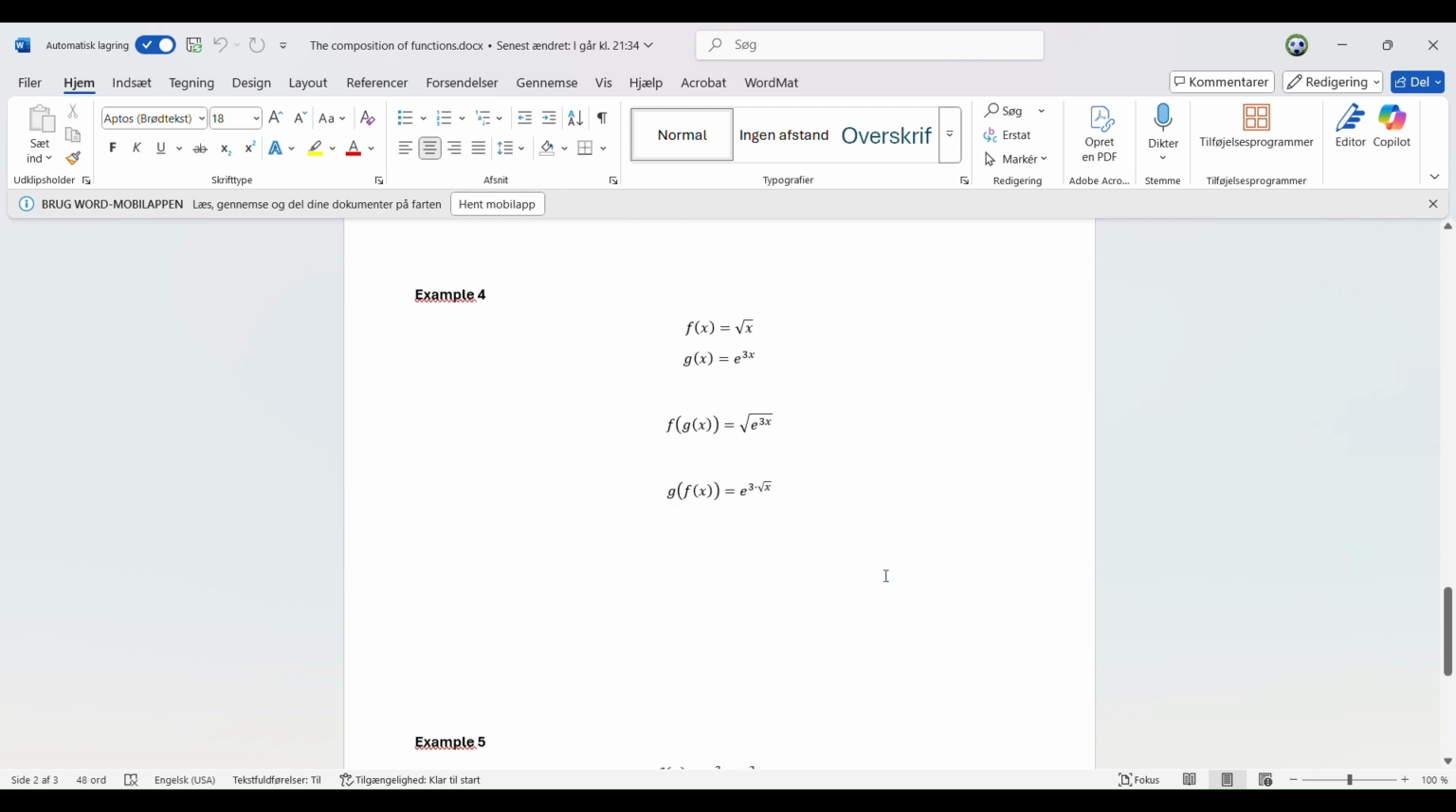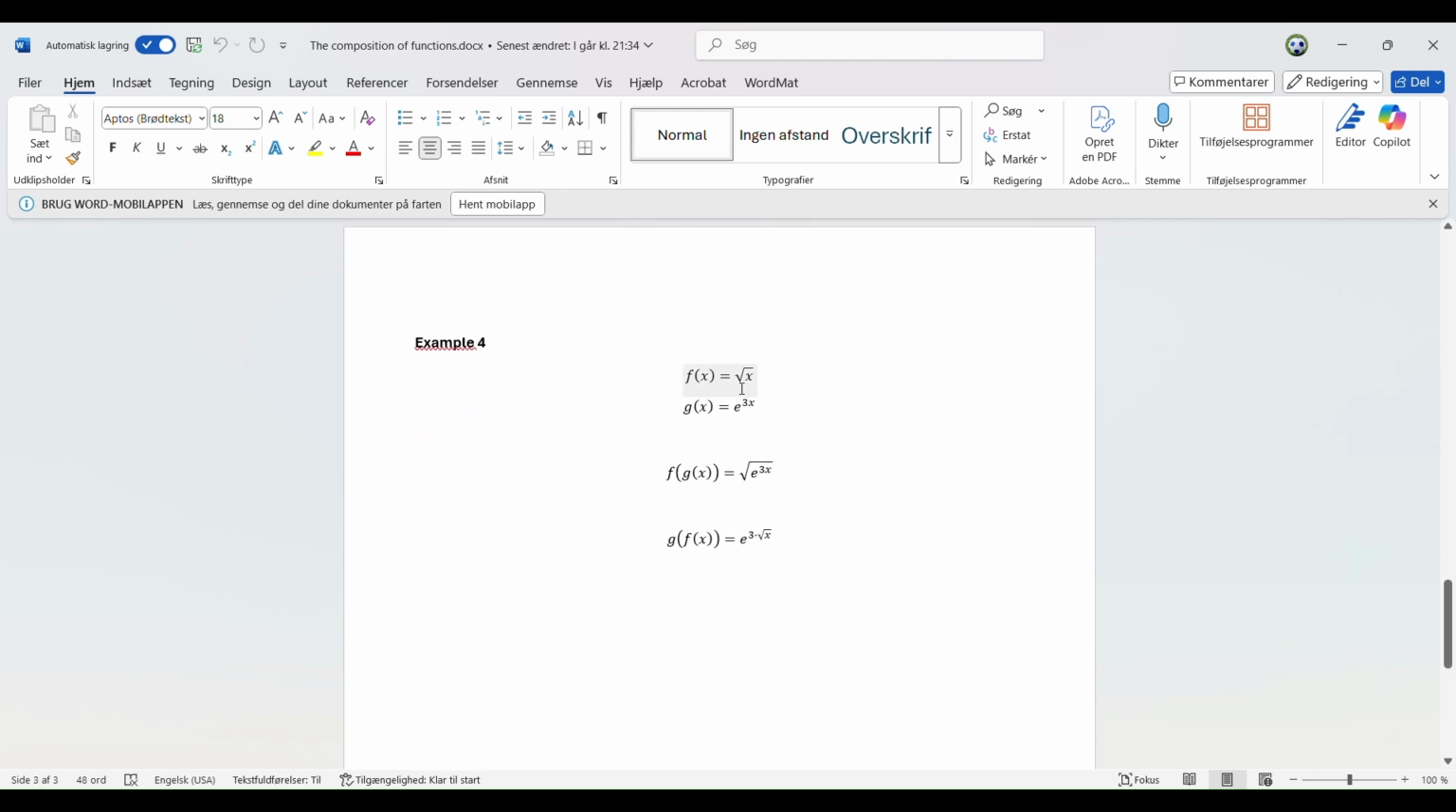Let's have another one. This time we've got the functions the square root of x and e raised to the power of 3x. And in the first composition, g of x is the inner function once again. So we take e raised to the power of 3x and put it onto x's place in our outer function. So that becomes the square root of e raised to the power of 3x. So we have removed this x in the outer function and put our inner function onto that place.